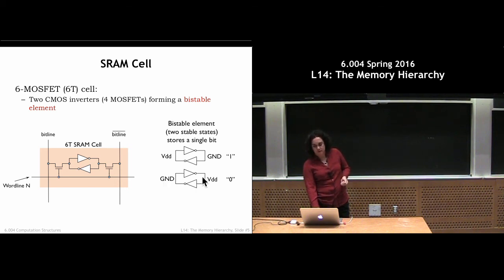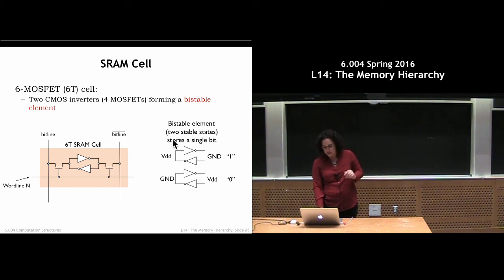Now, because we have these inverters attached in this feedback loop, we're constantly regenerating the value that we're storing. And so even if a little bit of noise is introduced on our wires, it's still going to be okay, because we're going to reproduce a valid output, based on what we learned earlier in the term about how we can get rid of noise by producing outputs that are always better than their inputs.